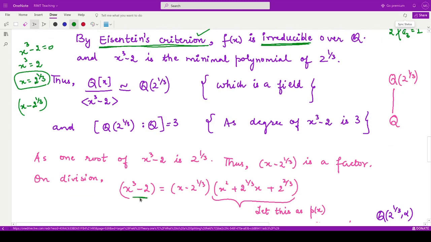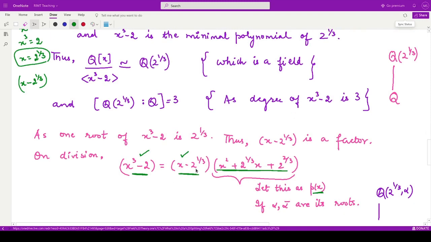If this is one root, that means this is one factor, so I can divide this polynomial through this factor, and I'll obtain the quotient as this particular factor. Now we can call this polynomial p of x, and we are interested to calculate its roots.